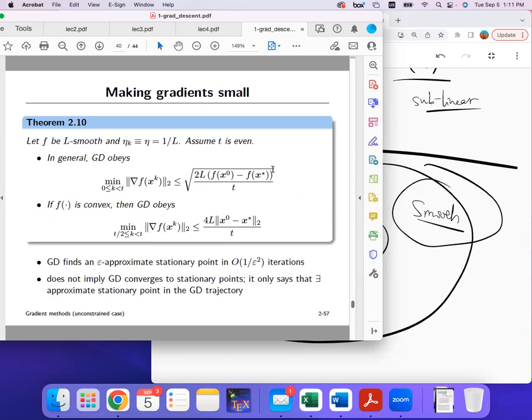And again, from this result, if you want to achieve epsilon accuracy, you set this to be epsilon and solve for t. You can see that t will be roughly 1 over epsilon squared because of the square root. So this is the complexity of gradient descent for solving this class of problems.